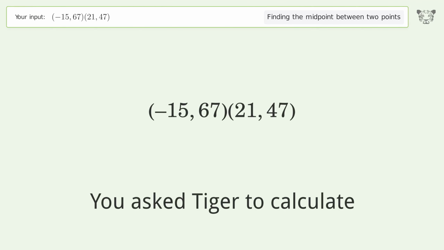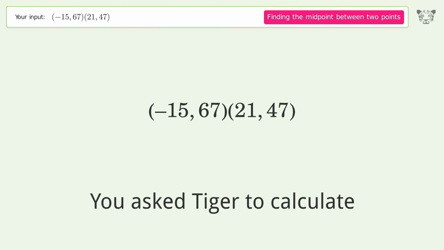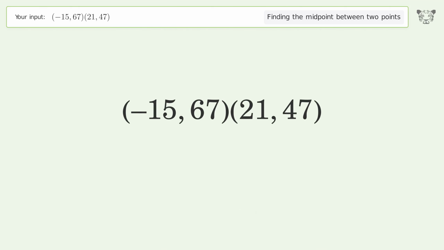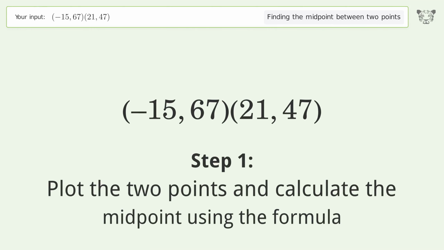You ask Tiger to calculate. This deals with finding the midpoint between 2 points. The midpoint between the 2 points is 3,57. Let's solve it step by step. Plot the 2 points and calculate the midpoint using the formula.